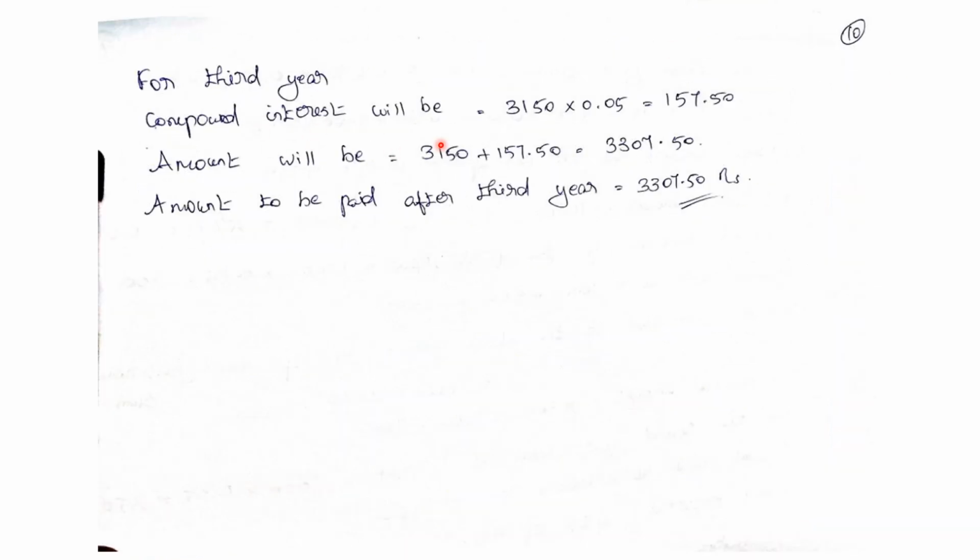For the third year, again we need to calculate compound interest on the balance amount. 3,150 is the balance amount. 3,150 into 0.05 will get 157.50. We need to add this 157.50 with 3,150, and we'll get 3,307.50. So the balance amount which he needs to pay after the third year is 3,307.50. That's it. We'll see in the next chapter.